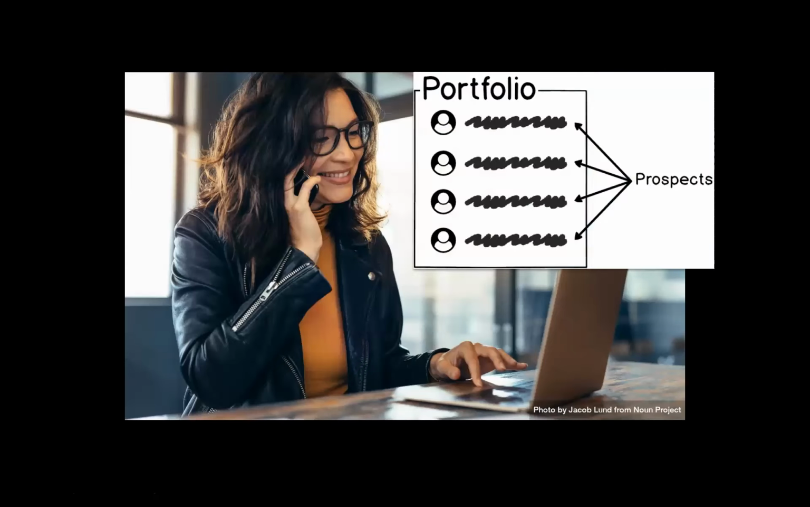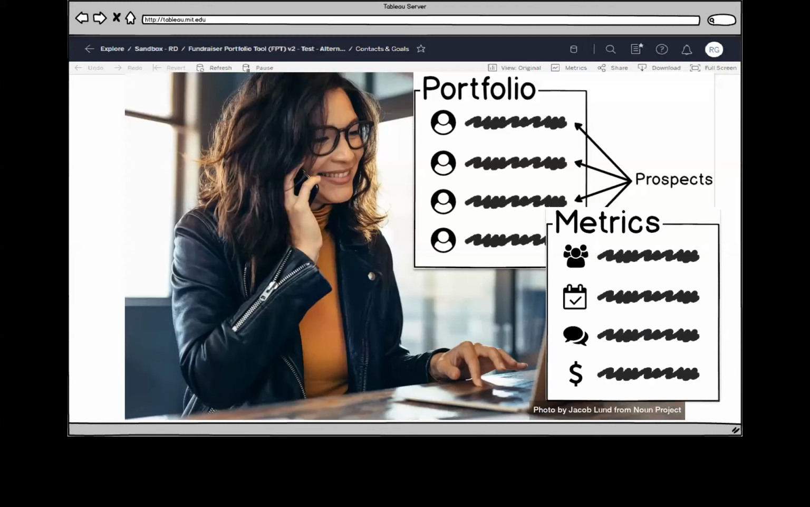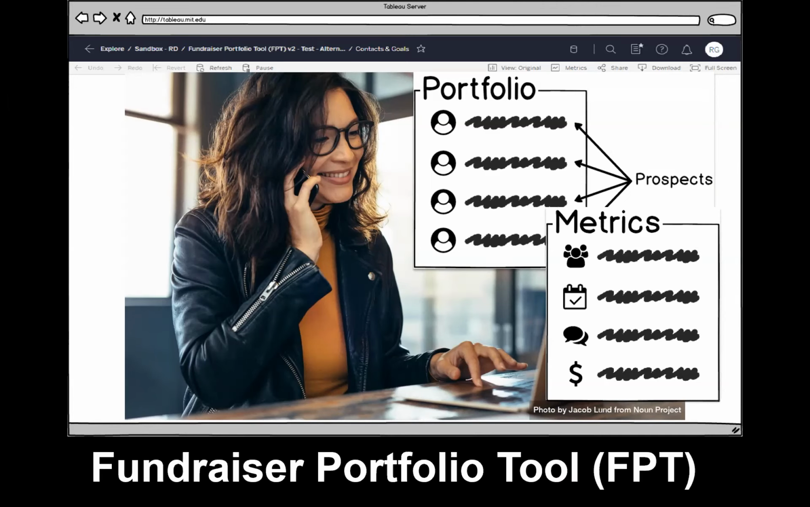So fundraisers are like salespeople. They have a portfolio of prospective donors like sales leads, and they have annual fundraising goals or metrics. And we were tasked with building something in Tableau to help fundraisers and their managers manage these portfolios and monitor their performance. We call it the Fundraiser Portfolio Tool, or FPT, the first of many acronyms I'm going to try not to use during this presentation.